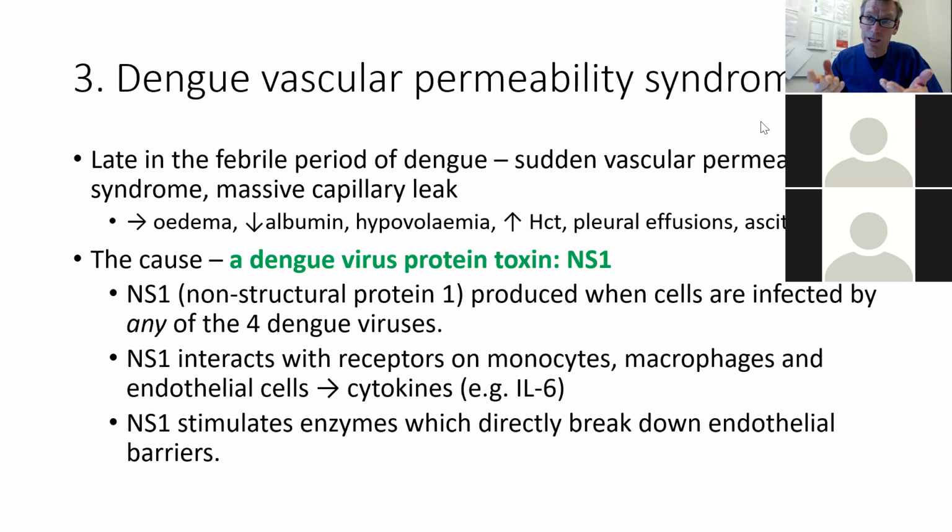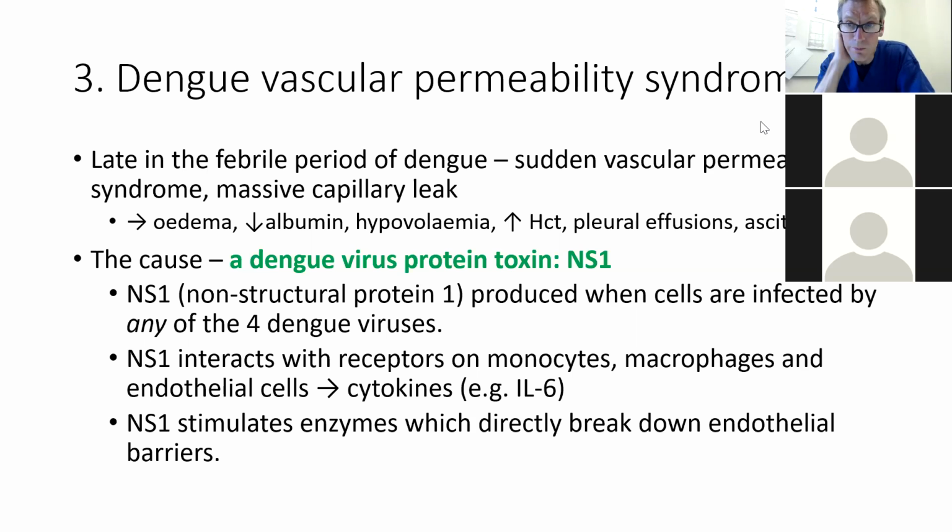That leads to the hematocrit being high because there's hemoconcentration. So the red cells stay in the blood vessels, but the fluid leaks out. And because the fluid leaks out, it leaks out into the tissue spaces, which are like just the arms and the legs, but also into the pleural cavity and into the peritoneal cavity. And that's why you can get pleural effusions or ascites.